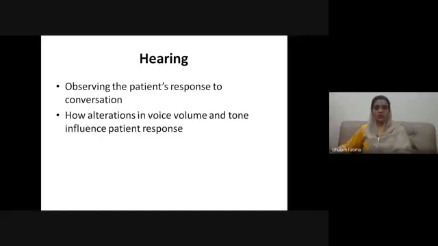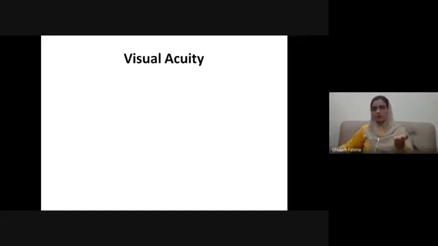So you will be keen and observe the patient's response, and in certain cases you can alter your voice volume and tone and see how the patient's response is influenced by that. So simply, hearing is checked during the other parts of the examination, and there is no special equipment. If someone is hard of hearing, you can easily guess that the patient is not able to hear you at a normal voice volume.